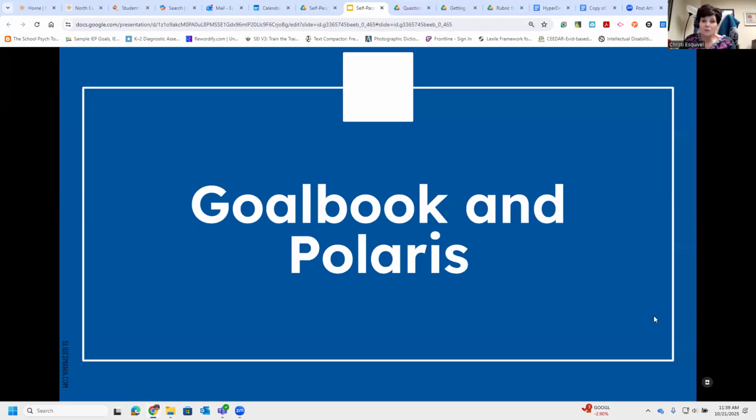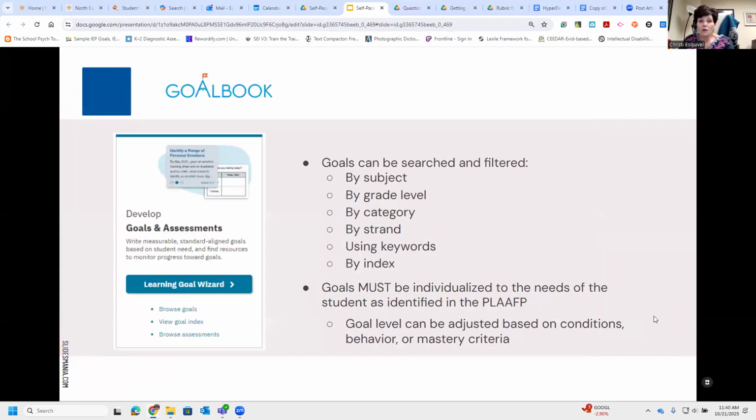Now, let's connect this process to tools like Goalbook and Polaris. Goalbook is used by inclusion and resource teachers. The program allows us to search goals by keyword, subject, grade, or strand, or by using the goal index. You have to remember, goals must always be individualized based on the information in the PLAAFP. The goal levels can be adjusted based on the conditions, the behavior, or the mastery criteria.